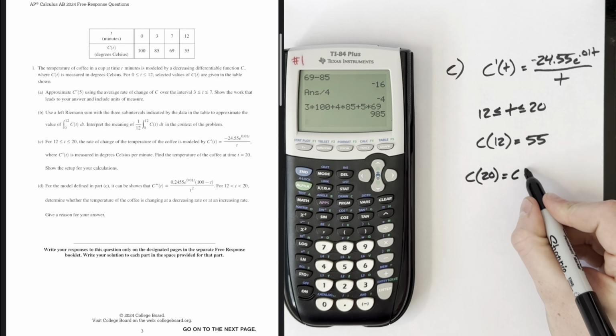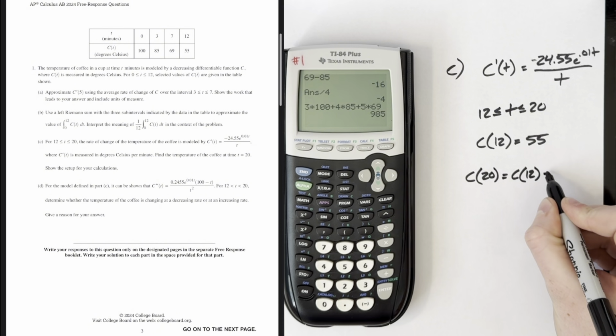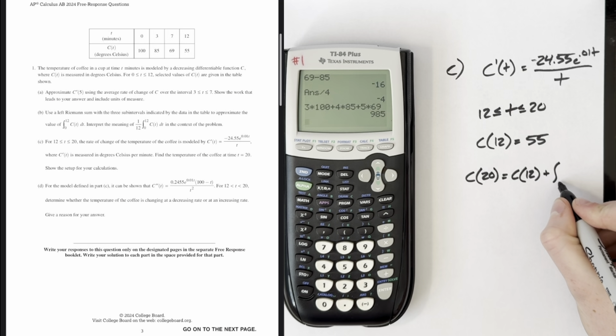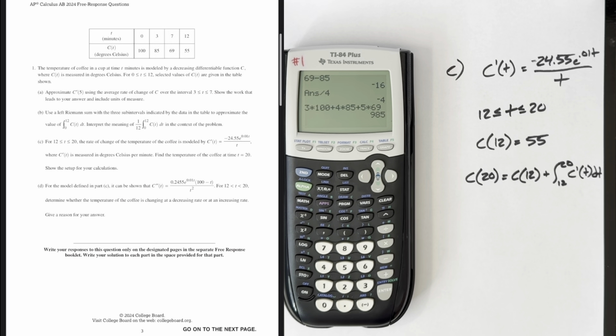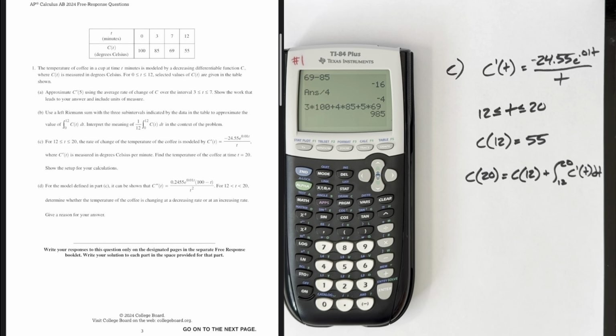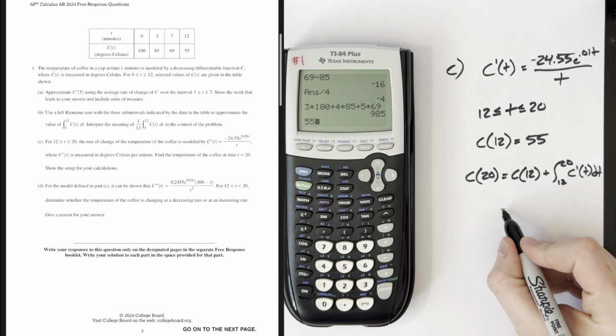This is going to be equal to our initial value plus the integral over our interval, which is 12 to 20, of C prime of t dt. Because when we integrate a rate of change function, we will get an accumulation of change, in this case from t equals 12 to t equals 20. So if I take that accumulation of change and add it to my initial value, I should get my final value. So we can now plug this in. C of 12 we know is equal to 55. So I'll type that in. It's nice and easy, right?